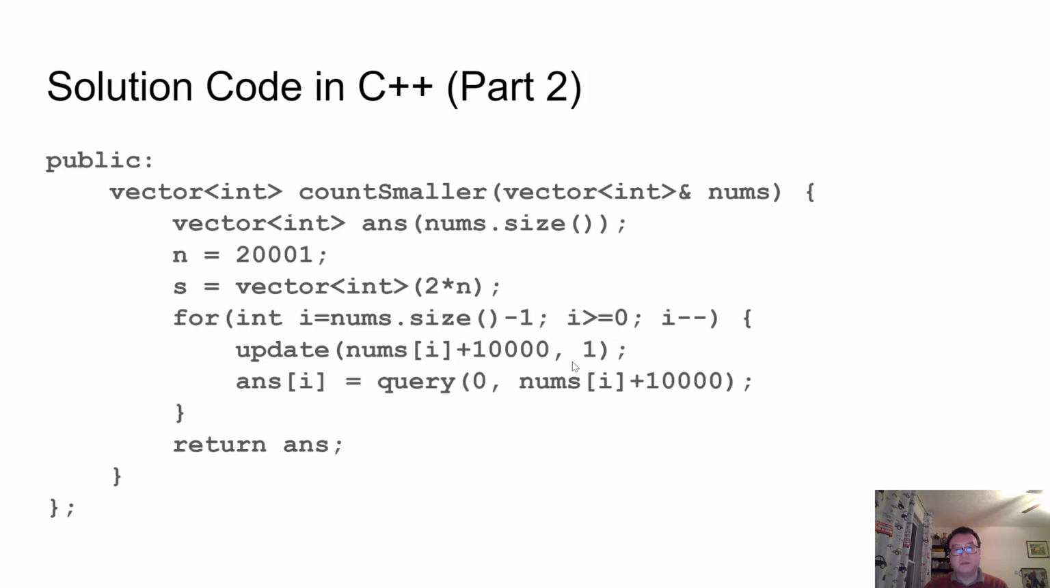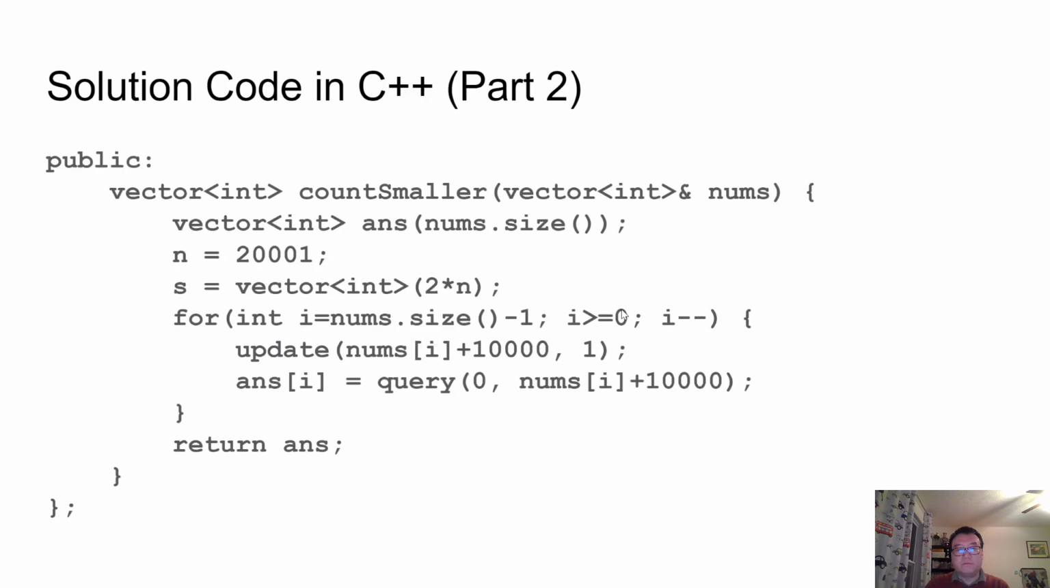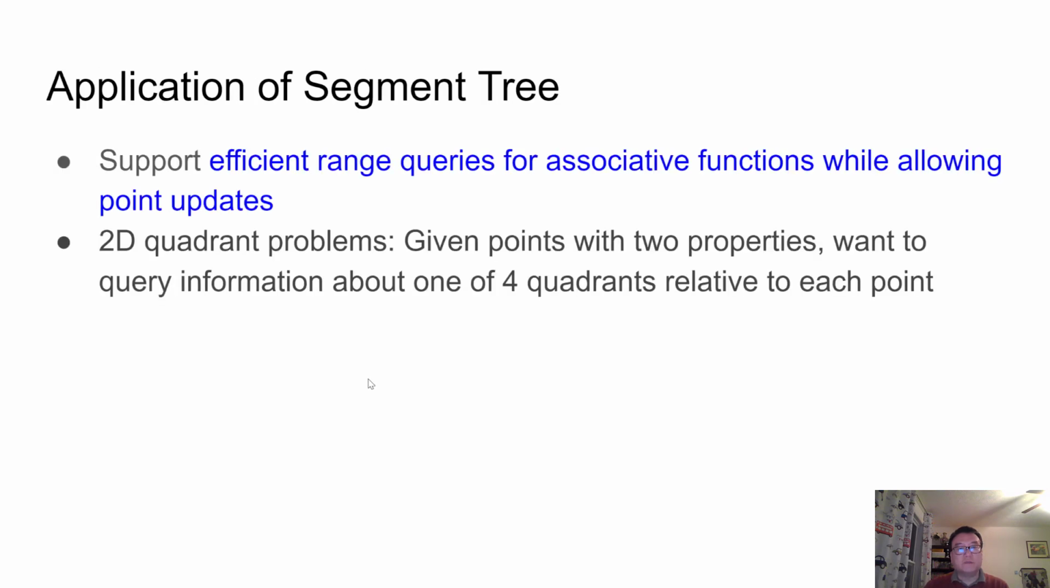So this update is actually add 1, and then I'll just query from 0 to here. Basically, how many elements are less than me? That's the meaning of this query. How many elements in the segment tree are actually smaller than me? And because I'm processing from right to left, I'm basically querying how many elements are to my right and less than me, which is what this problem asks. So that's it. This will solve this problem.